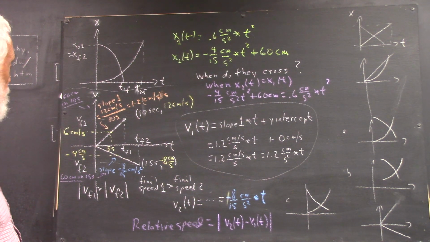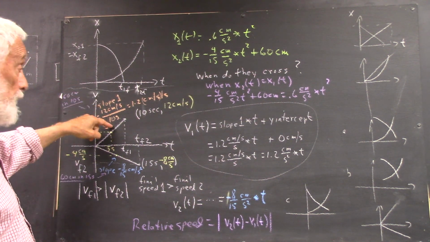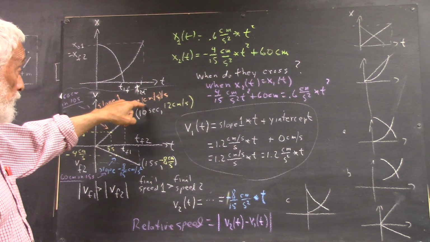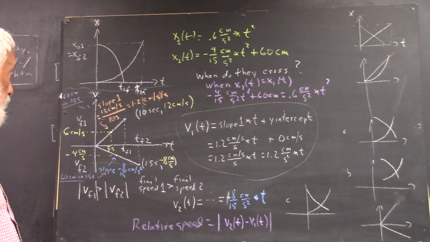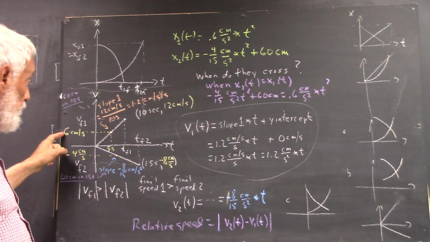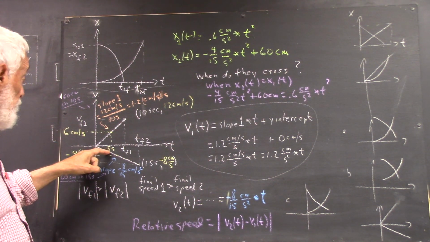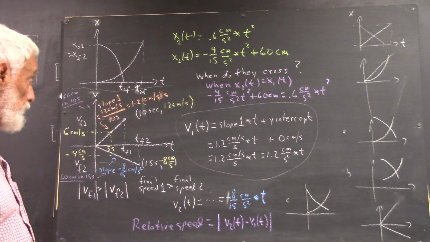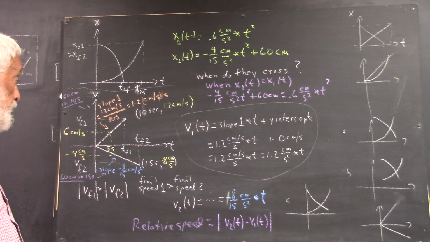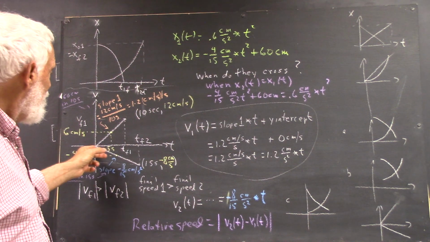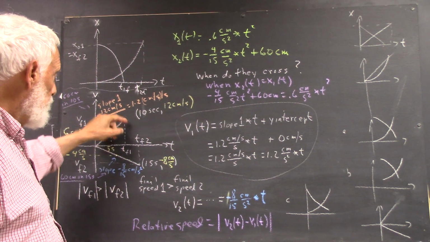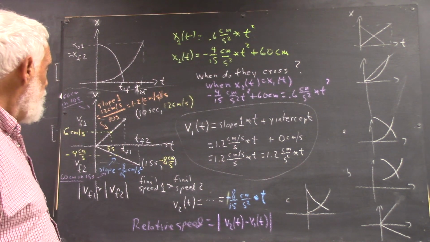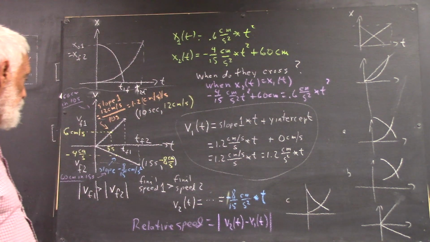So the slope of our first graph is 1.2 centimeters per second per second. How do I get that? Rise divided by run. I could take my 6 centimeter rise, divide by my 5 second run, and get 1.2 centimeters per second per second. Or I could take this triangle with a 10 second run and a 12 centimeter per second rise and divide that and get the same result.